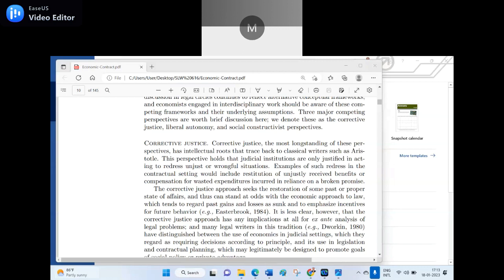And the corrective justice approach seeks the restoration of some past and proper state of affairs and thus can stand in art with an economic approach to law. Corrective justice means justice is not merely giving a small amount for the compensation, but the prospects of his life also must be counted in awarding the damages. And that should be followed.